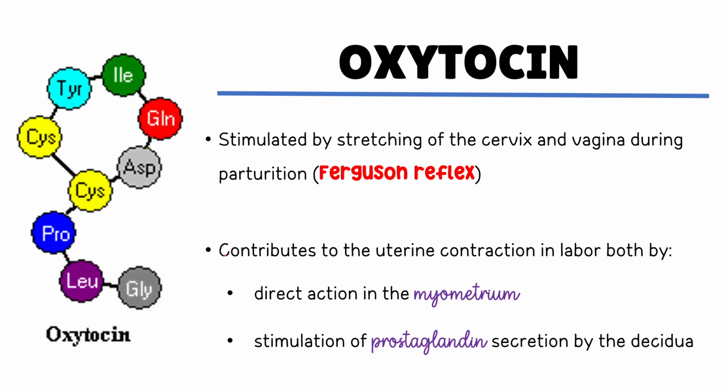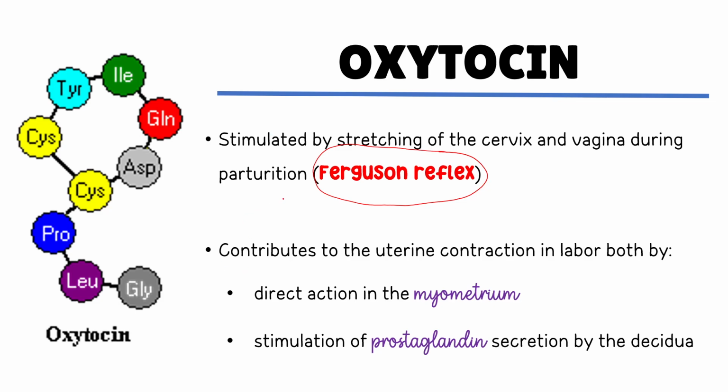Now, oxytocin, kids, has two main functions: promotion of uterine contraction and milk ejection. Again, just remember those two: uterine contraction, milk ejection. Oxytocin is stimulated by stretching of the cervix and vagina during parturition, which we call the Ferguson reflex. So that is during labor.